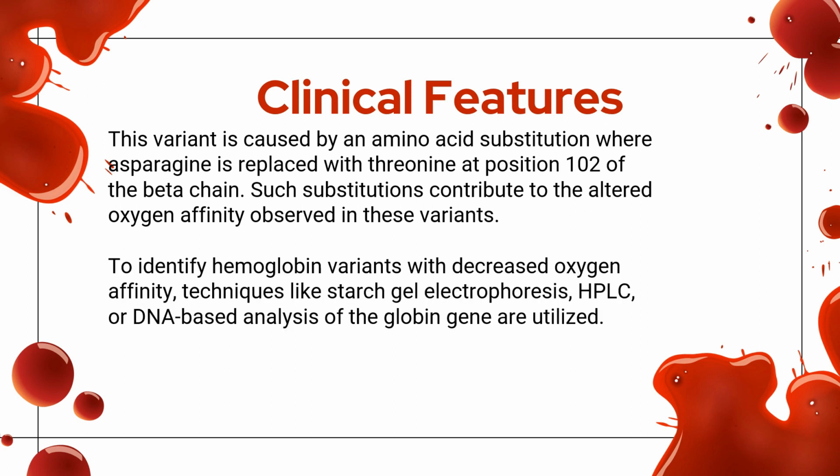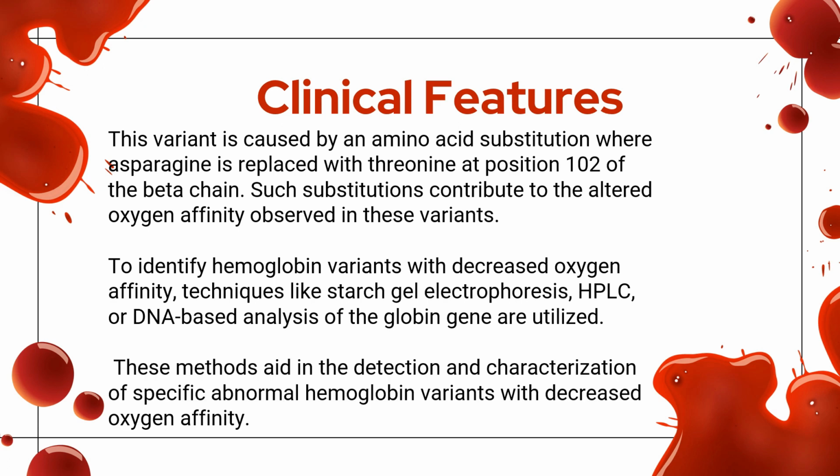To identify hemoglobin variants with decreased oxygen affinity, techniques like starch gel electrophoresis, high-performance liquid chromatography, HPLC, or DNA-based analysis of the globin gene are utilized. These methods aid in the detection and characterization of specific abnormal hemoglobin variants with decreased oxygen affinity, shedding light on their distinctive properties.